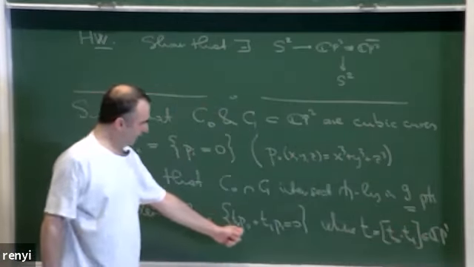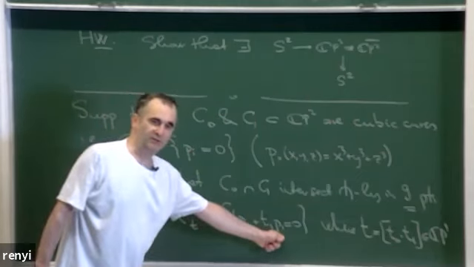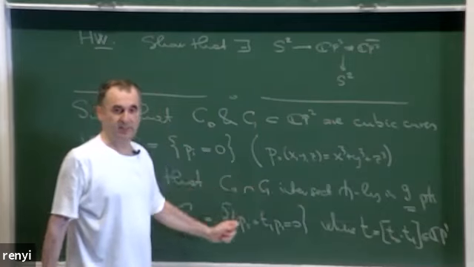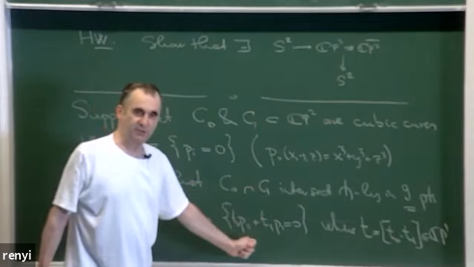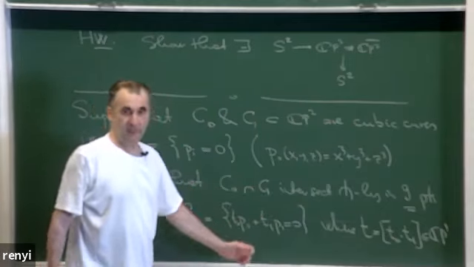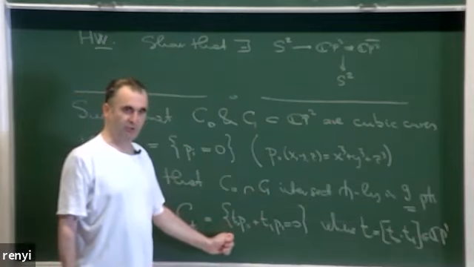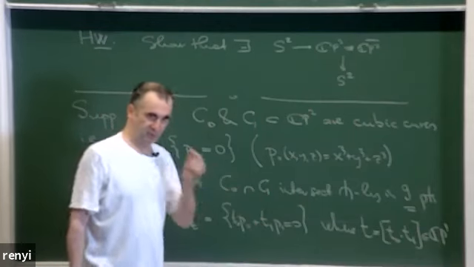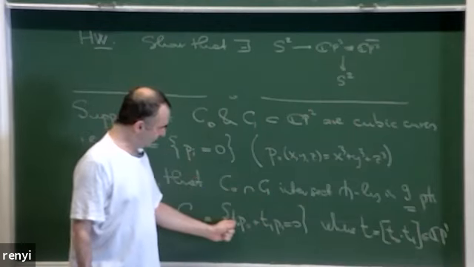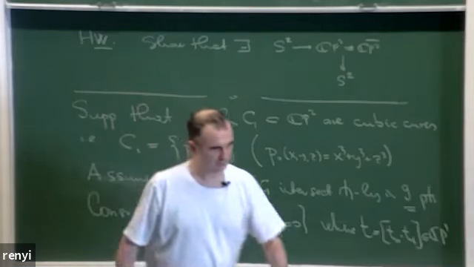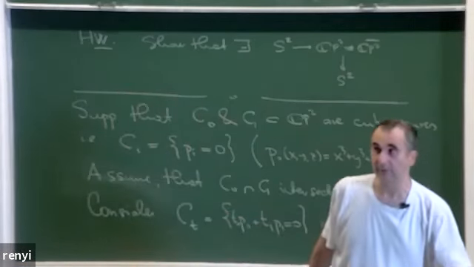Clearly, if P0 and P1 are 0 at the same time, so we are talking about intersection points, then all these polynomials are 0 at those points. Outside of those 9 points, there is a single solution of this equation. So you fix a point, then there is a single solution for t0 and t1. Let me just elaborate on that a little more.